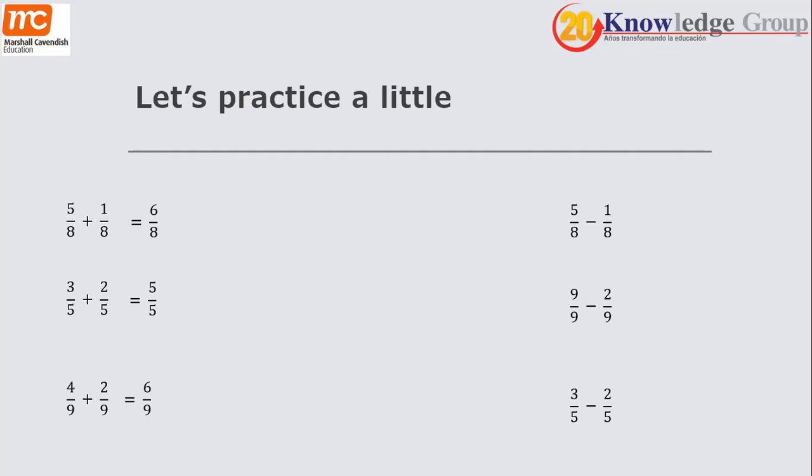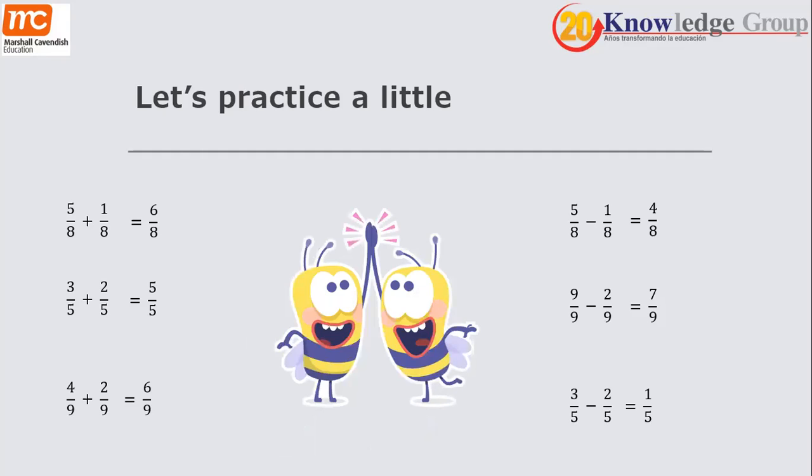Let's do some subtraction. I had 5 pieces out of 8, and I have to take away 1 piece of those. Then I still have 4 out of 8. Then I have 9 pieces out of 9. I take away 2. I have 7 pieces out of 9. The last one, I had three pieces out of 5. Take away 2 pieces. And I have 1 piece out of 5, or 1/5 left. Good job. You're doing just fine.